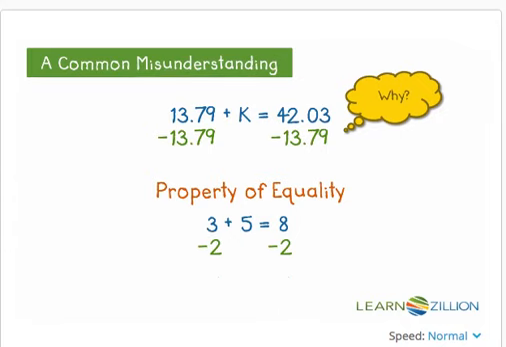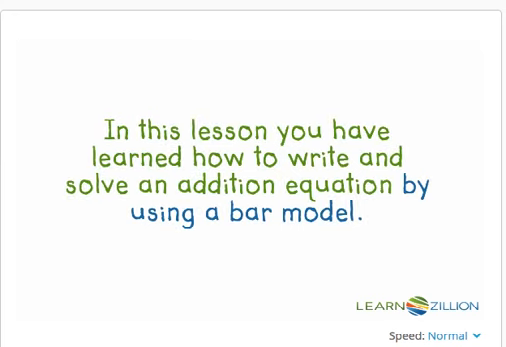But if we were to subtract 2 from both sides of the equation, I would get answers varying from 1 plus 5 equals 6, 3 plus 3 equals 6, and 6 equals 6, depending on where I subtracted that 2 from the one side of the equation. So when I subtract from both sides of the equation, it remains equal. So looking at our original equation, I know that I must subtract $13.79 from both sides in order for the equation to remain equal. In this lesson, you have learned how to write and solve an addition equation by using a bar model.